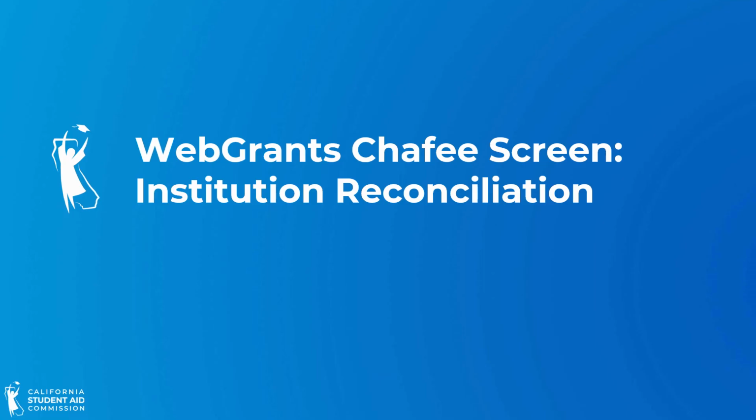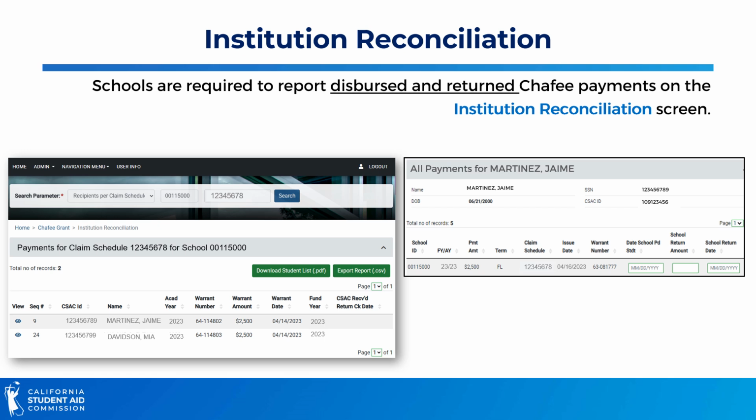The final step in the Chafee process is to report all Chafee checks that your campus receives, whether dispersed to the student or returned to the commission. We will see this process done using the institution reconciliation screen. All payments paid or returned should be reported on the institution reconciliation screen. Many schools are not using this screen, but it is required and will help you when reconciling your books at year end.